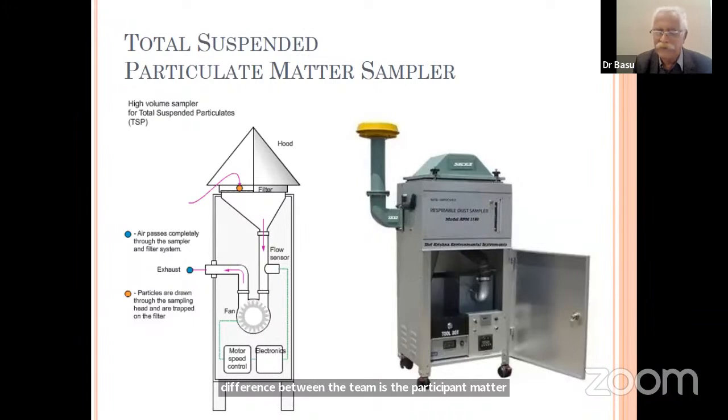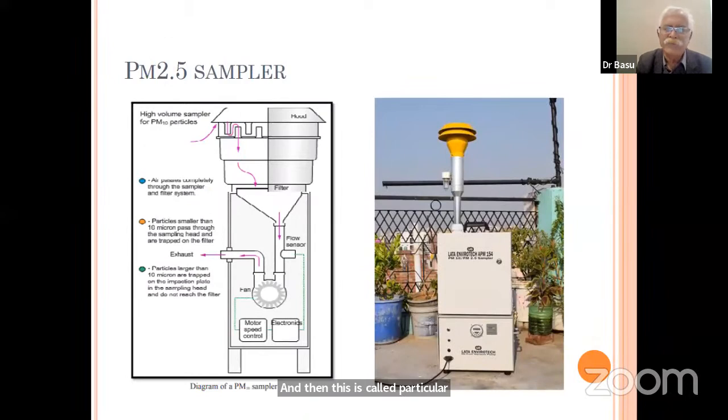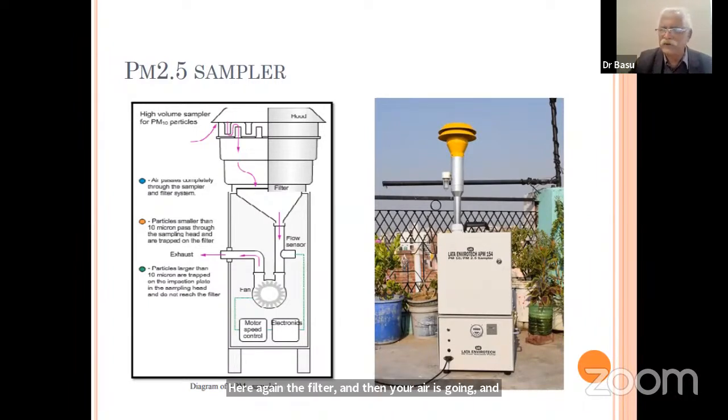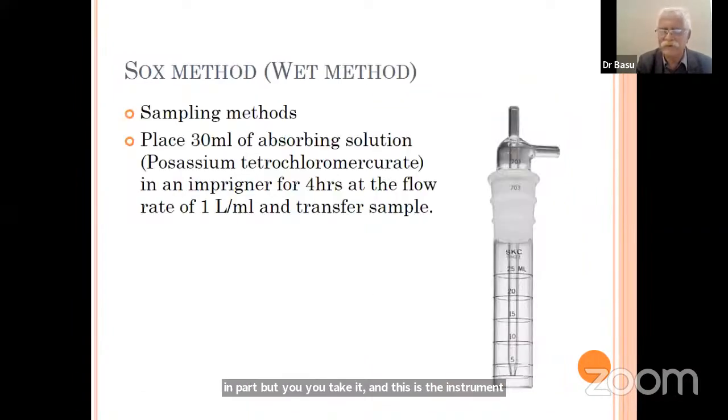And this is called particulate matter. In the case of a PM2.5 sampler, we make a barrier where only PM2.5 can enter. It enters like this, here again is the filter, and then the air goes through and you take the particulate. This is the instrument. Right? This is the way it is measured.